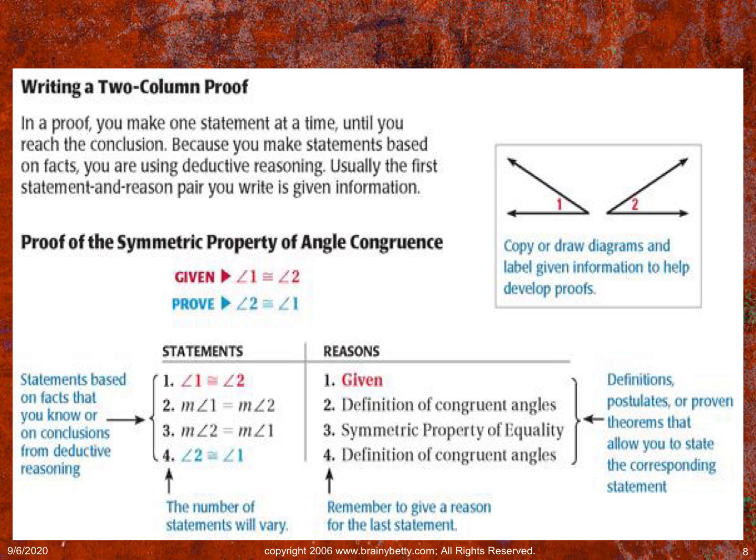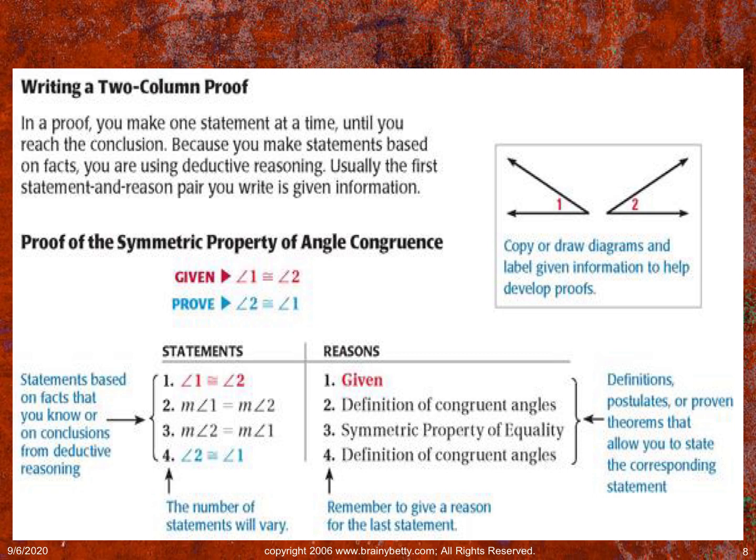All right, and this last slide is just a little summary. So when you're writing a two-column proof, you're going to make one statement at a time until you reach your conclusion or what you're trying to prove. You're going to be making your statements based on facts, using deductive reasoning, and usually the first statement is going to be what was given to you, whether it's spelled out or from a diagram, and the reason is given. And then from there, your proof must flow logically.